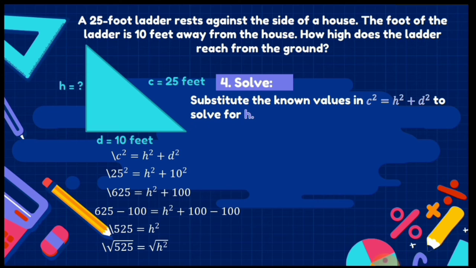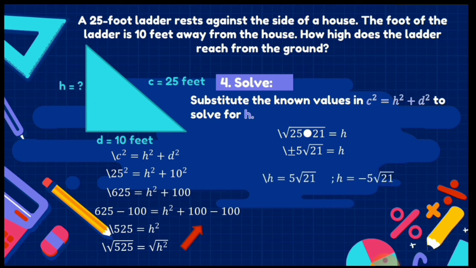So therefore, 525 is factorable, or has a factor of 25 times 21. And simply the square root of h squared is equal to h. 25 times 21 is equal to 525. Therefore, the square root of 25 is equal to positive negative 5, square root of 21 is equal to h. Then, we're going to find the values of h. We have two values respectively. h is equal to 5 square root of 21, and h is equal to negative 5 square root of 21.